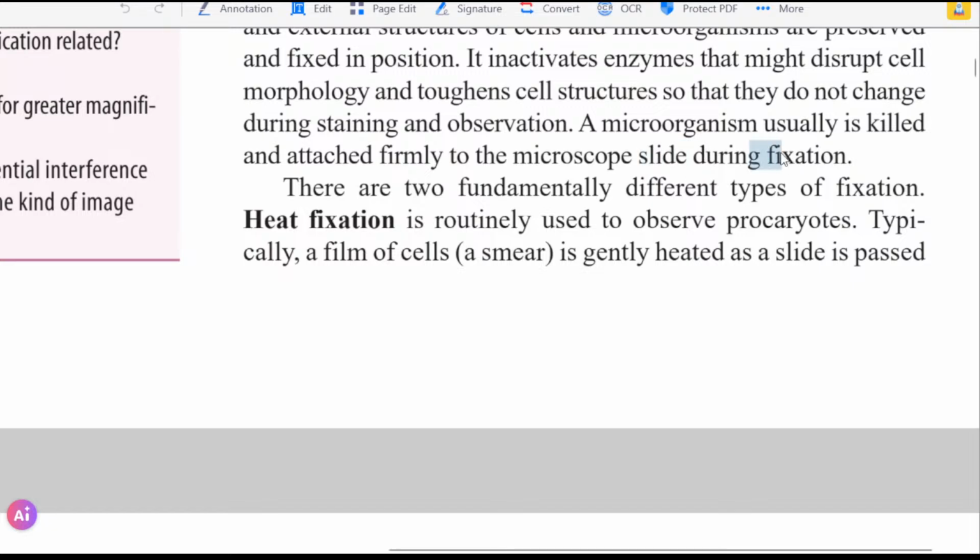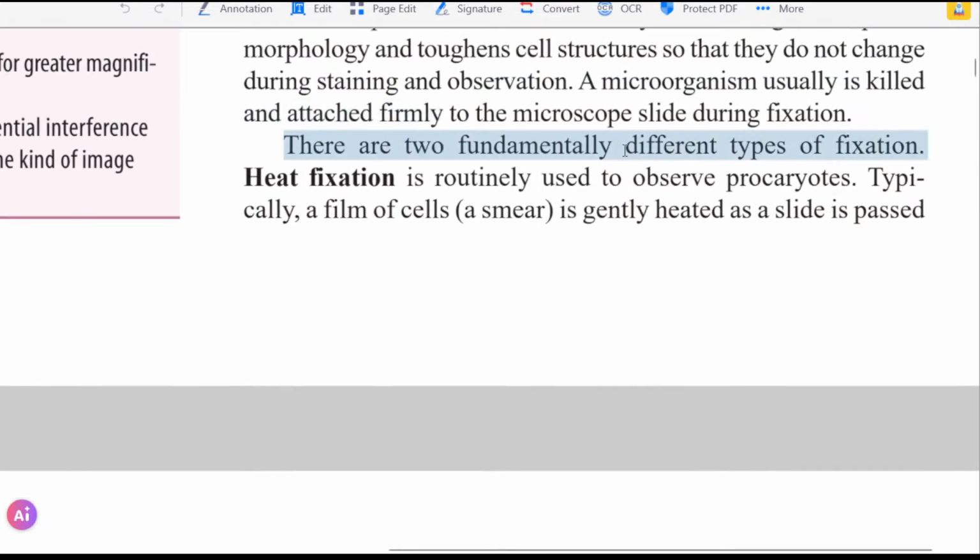So during fixation, what two things do we do? We either kill it, or we put some kind of material that inactivates their enzymes and makes the cell go into a suspended state where it looks the same, but it is a living organism. And the second is attachment. You have to attach them to the slide.